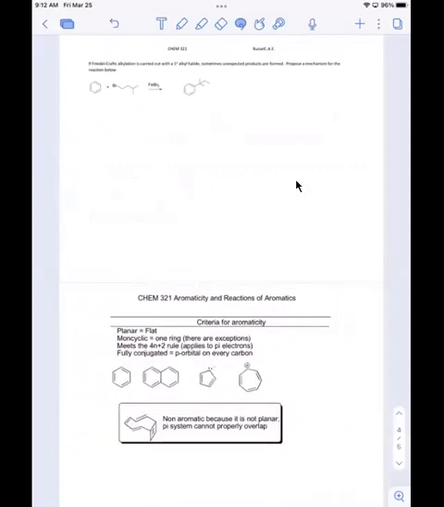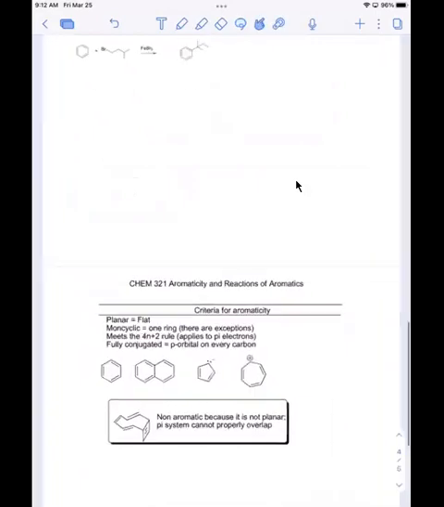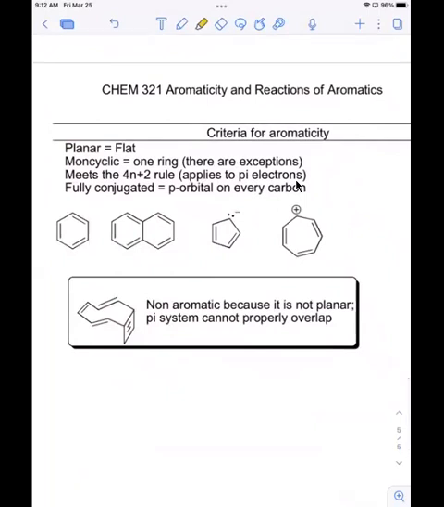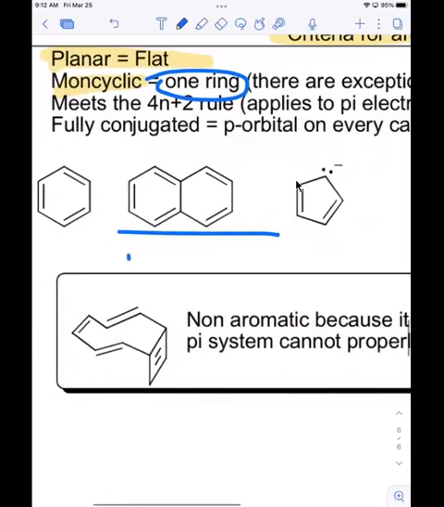All right, so up above the images, these are the criteria for aromaticity, right? They have to be flat, in other words, planar, monocyclic, meaning consisting of one ring. And there are some exceptions. Obviously, the second example right here, naphthalene, is an exception to that.